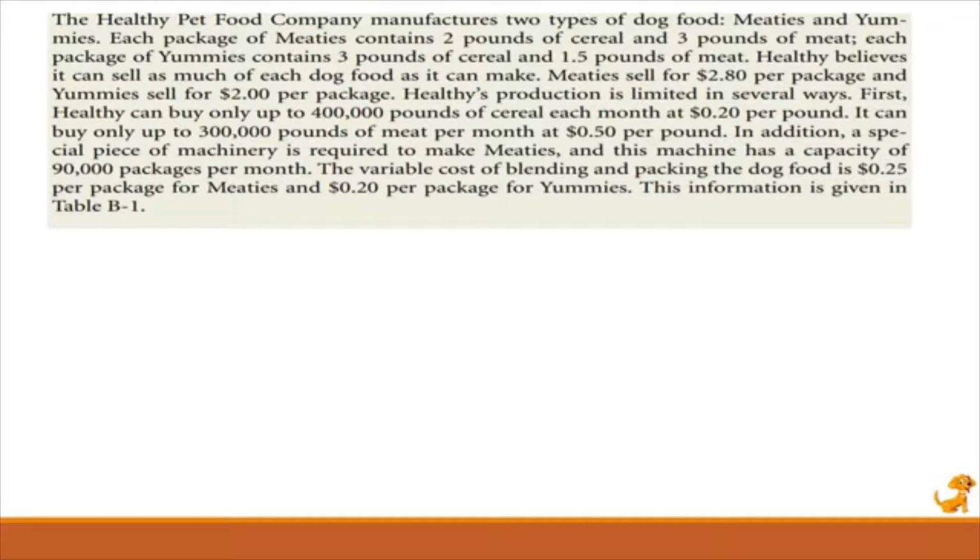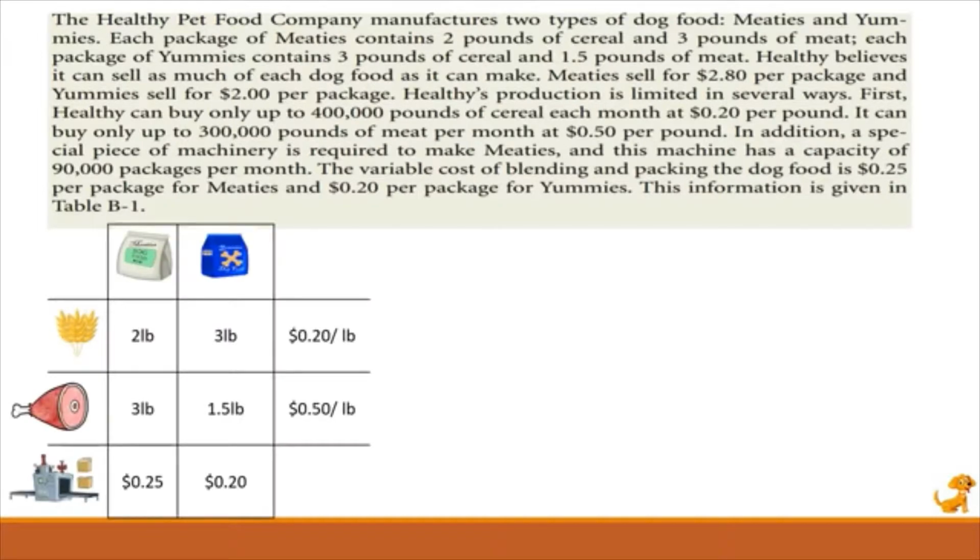Okay, so what I did after reading this question is I summarized this information in a table. That's always good to do if you're not sure what to do. You can see in this column here, I have meaties. Meaties takes 2 pounds of cereal, 3 pounds of meat, and the production costs, which are mentioned in the question, that is the blending and the packaging, cost 25 cents. And for yummies, 3 pounds of cereal, 1.5 pounds of meat, and then the blending and the packaging is 20 cents.